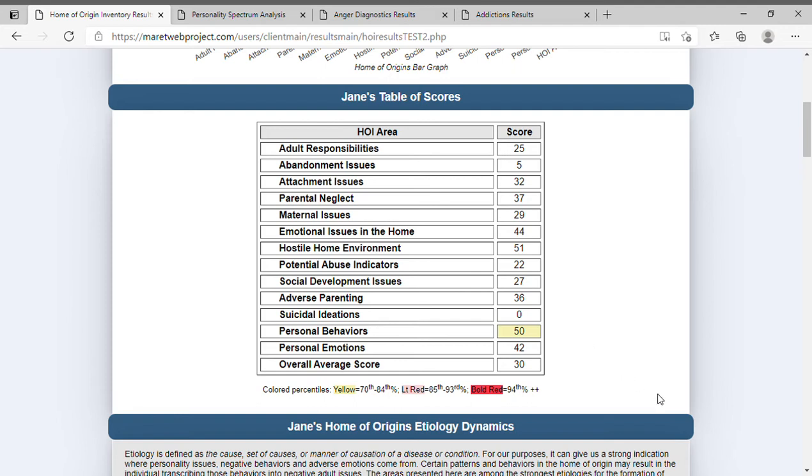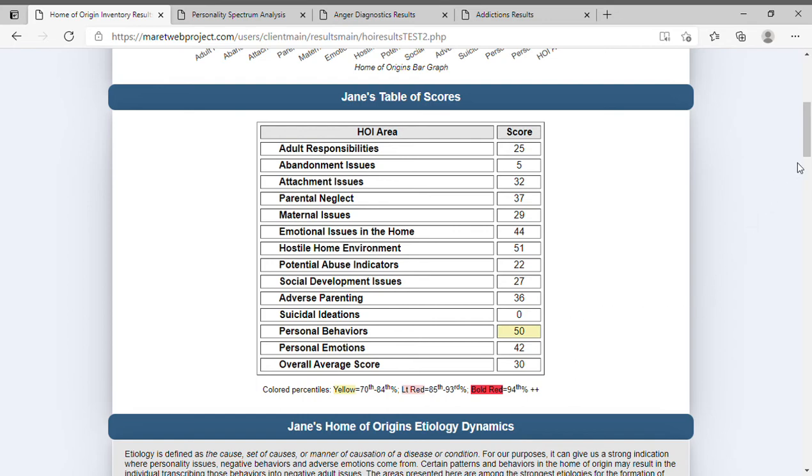So you don't have to worry about those numbers. Just know if it's yellow, you can see where it's at here. If it's light red, it's 85 and above. If it's bold, it's 94 and above, which only 6% of the people in the population statistically score in that range.